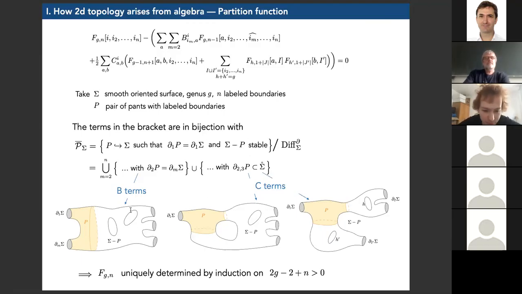So I wrote the terms here. These terms correspond to the B term, where when you remove the pair of pants, there's one interior curve, and what you see to the left, sigma, to the right, sigma minus P, is a surface of the same genus, but one boundary less.